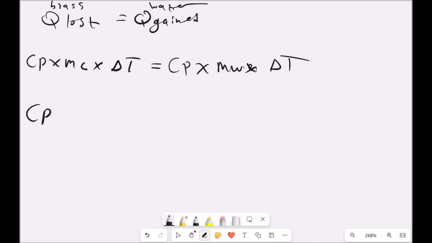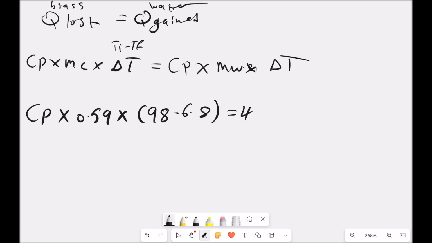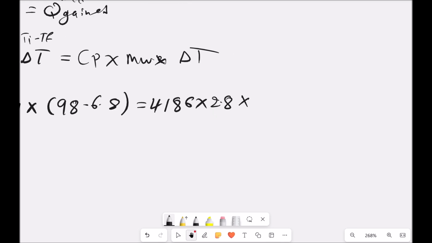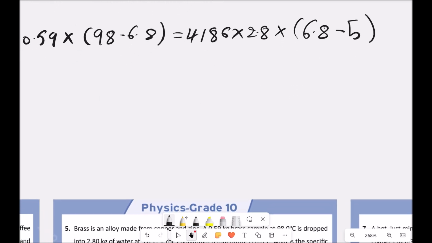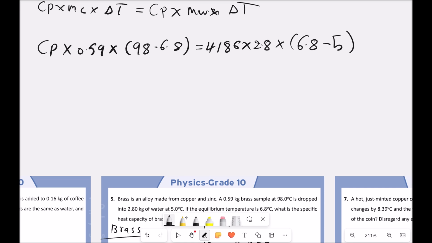Cp, we don't have it for the brass, times 0.59, which is the mass of the brass, times, we said, T initial minus T final. T initial for the brass was 98 minus 6.8, which is the final temperature. Cp for the water is equal to 4,186 times the mass of the water, which was 2.8, times the final temperature for the water, 6.8, minus the initial temperature, which was 5. So multiply this one by this one and by this one too.